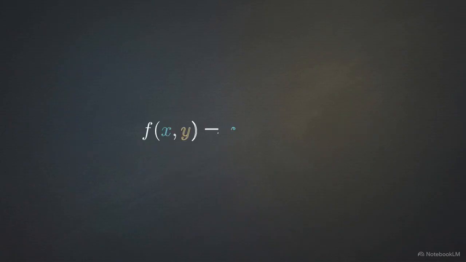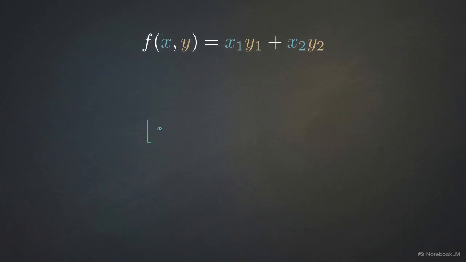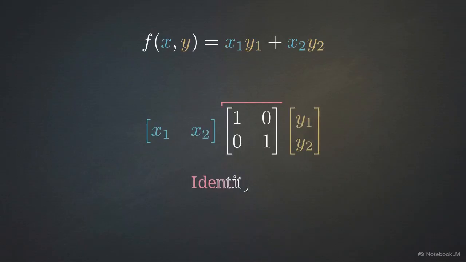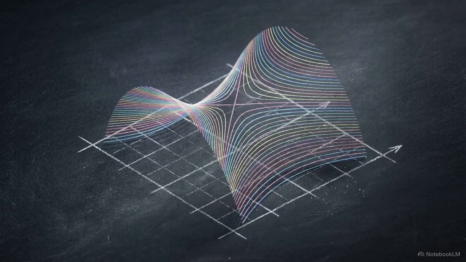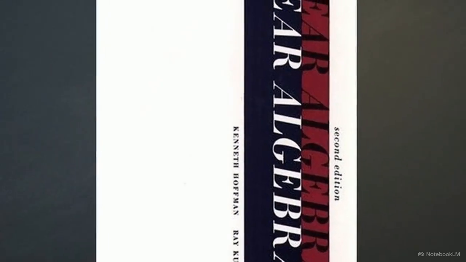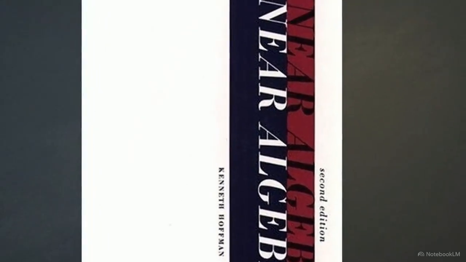The most common example of this is the standard dot product. It is a non-degenerate bilinear form where the representing matrix is simply the identity matrix. Mastering these forms provides the tools needed to analyze quadratic equations and advanced geometry. For the full derivations of these theorems, refer to Chapter 10 of Hoffman and Kunze.